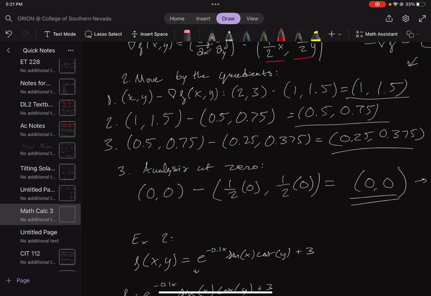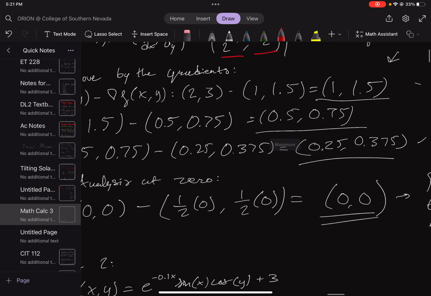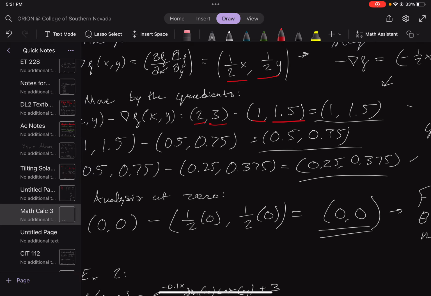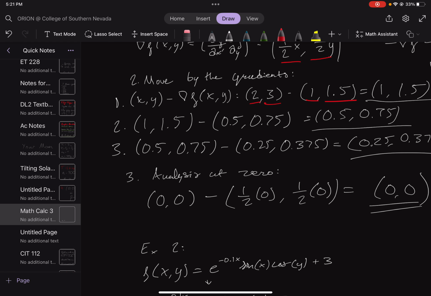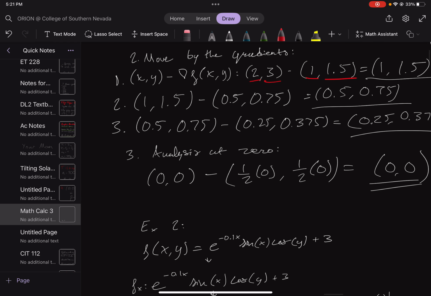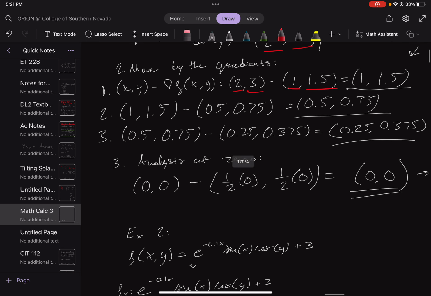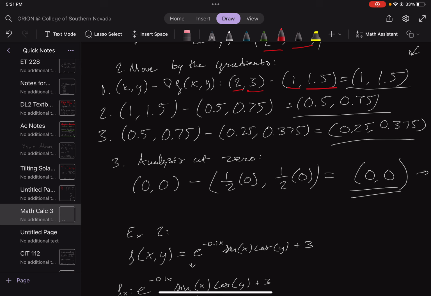Then we multiply those partial derivatives by these values, and subtract them. So 1/2 times 2 is 1, 1/2 times 3 is 1.5. We subtract those from the original points, and we get 1, 1.5 for our new points. We do this again and again until eventually we get close to 0. So eventually we get to 0.